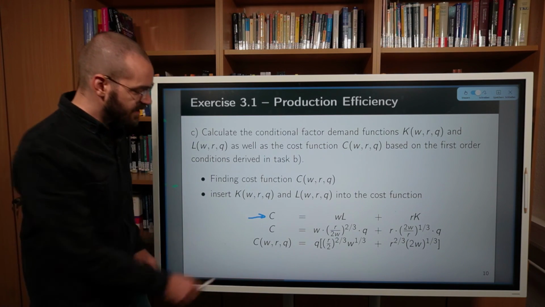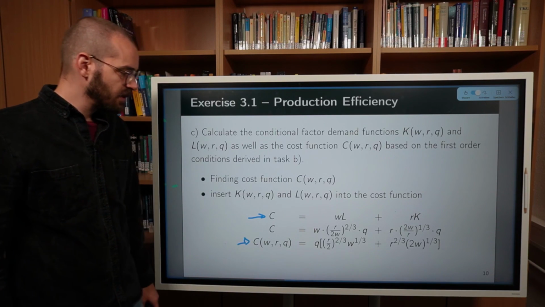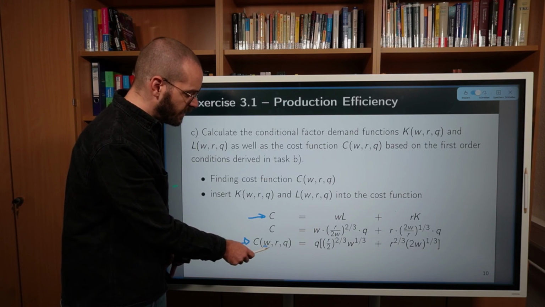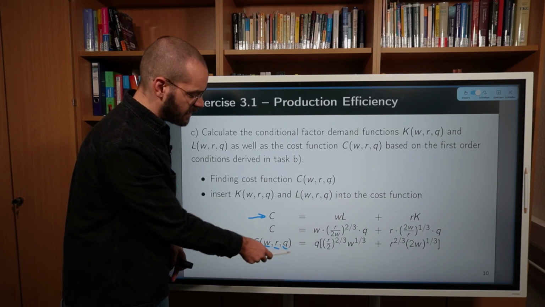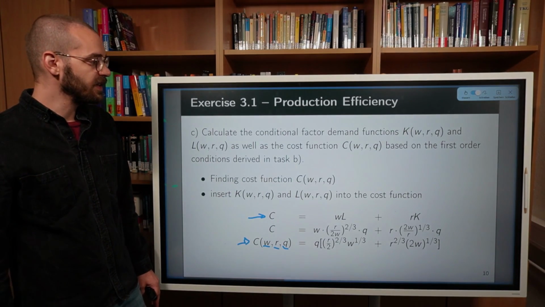Now this final step is some rearrangements and nothing else. So in the end, we have a cost function which only depends on the factor prices as well as on Q, which is exactly what was asked in the exercise.